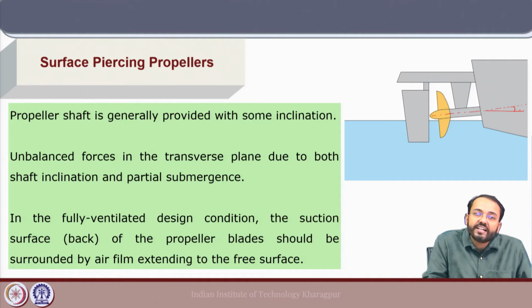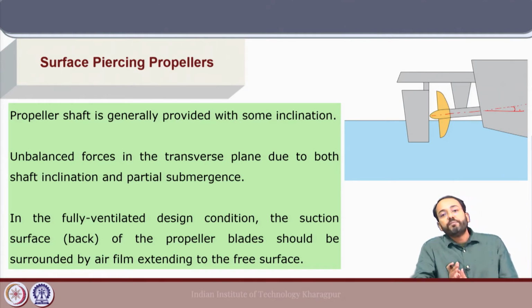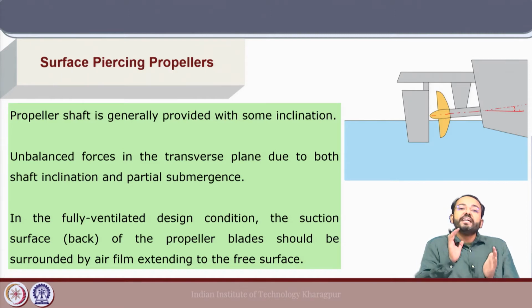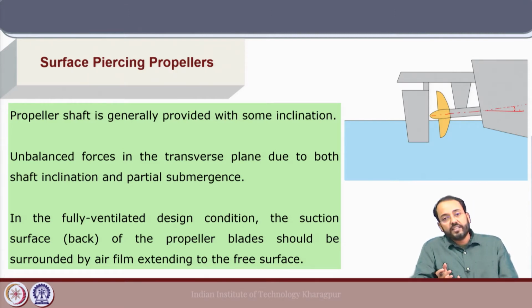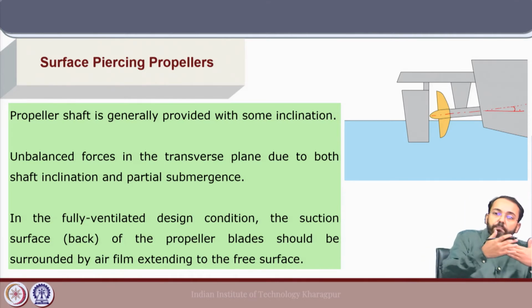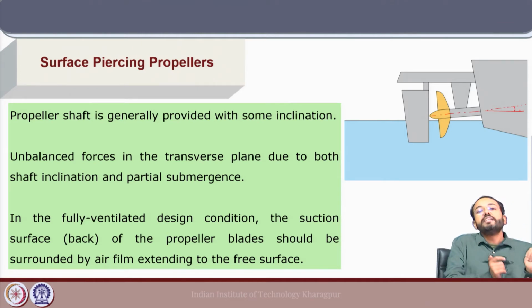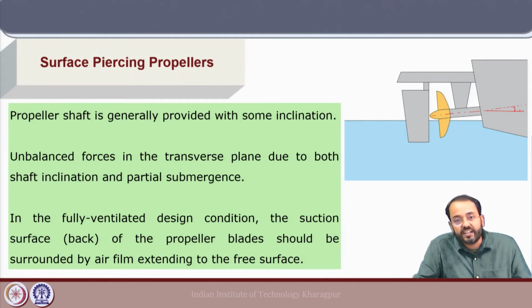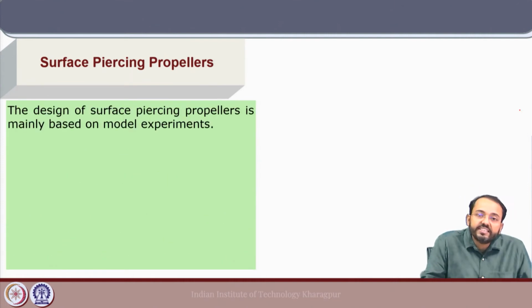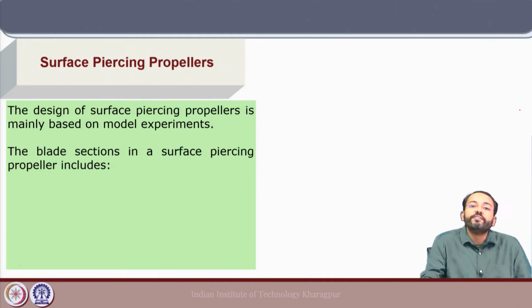Now, in the fully ventilated design condition, which is the optimum condition for a surface piercing propeller, the suction side, which is the back of the propeller blade, should be surrounded by air film which extends to the free surface. That means the back of the propeller blade, which is the suction side, will be entirely covered with an air film for the fully ventilated condition. Regarding the design of surface piercing propellers, it is essential to conduct model tests for different immersion conditions and assess the thrust and torque performance of the surface piercing propeller.